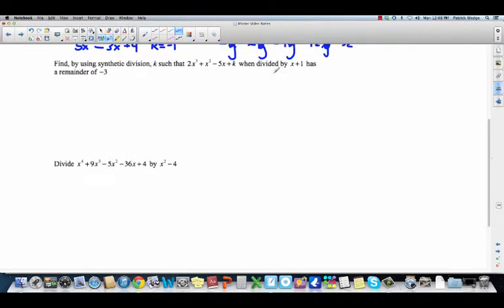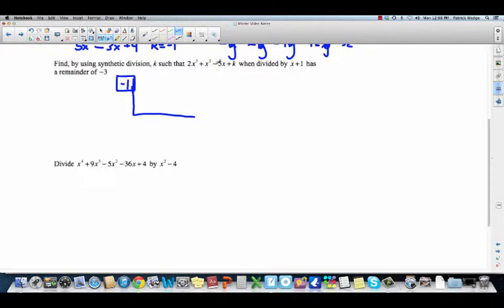Find, by using synthetic division, k such that when divided by x plus 1 it has a remainder of -3. Okay, it sounds confusing. Just do the same thing. As soon as you see synthetic division, start drawing your flag. Whoops, bad flag. It's off the flagpole. What is it divided by? x plus 1. Since we're dividing by x plus 1, what should be the number in here? -1. Always do the opposite.